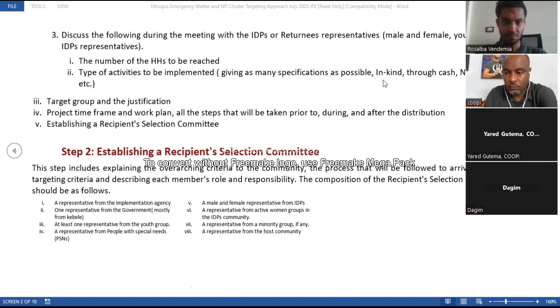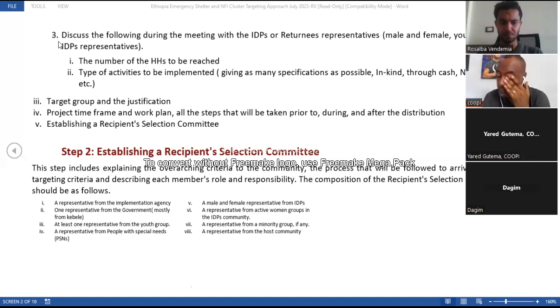So unless we are clear enough from the very beginning, our operation may be in difficulty, or may not control things in a professional manner. So we have to take care in how we are selecting the beneficiary selection committees.